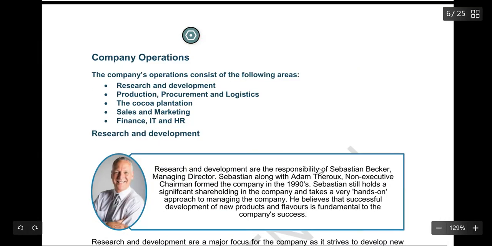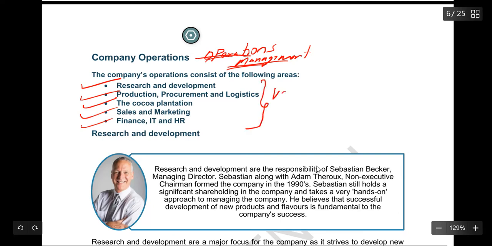Now students, the company operations, so I can mention here operation management. There is a topic from the E1 area. So students, just try to relate those topics. I think that has JIT system, total quality management, inventory holding time, ERP, everything is there in that. So the company operation consists of the following: research and development, production, procurement, logistics, cocoa plantation, sales and marketing, and finance, IT. So students, what I can say is I can connect this with something called value chain.